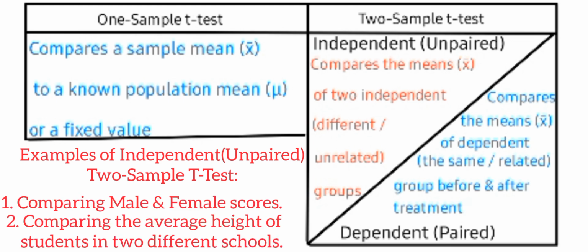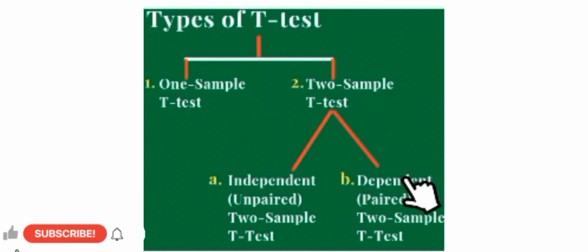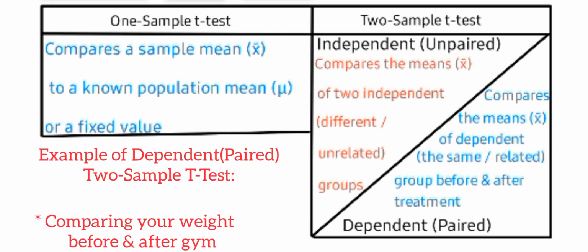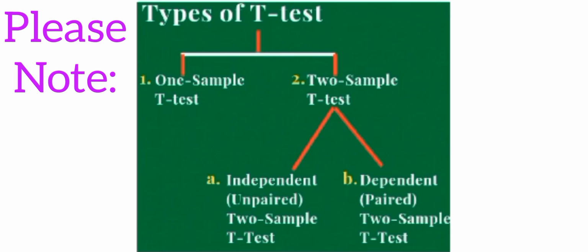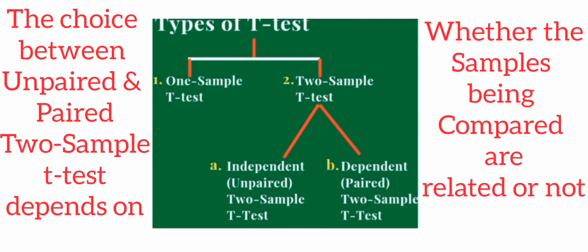Comparing the average height of students in two different schools is a good example of an independent or unpaired two sample t-test. Another variation of the two sample t-test is the dependent or paired two sample t-test. This t-test compares the means of the same group before and after treatment. Comparing your weight before and after the gym is a good example of a dependent or paired two sample t-test. Please note, the choice between these two, that is the independent and the dependent two sample t-test, depends on whether the samples being compared are related or not.